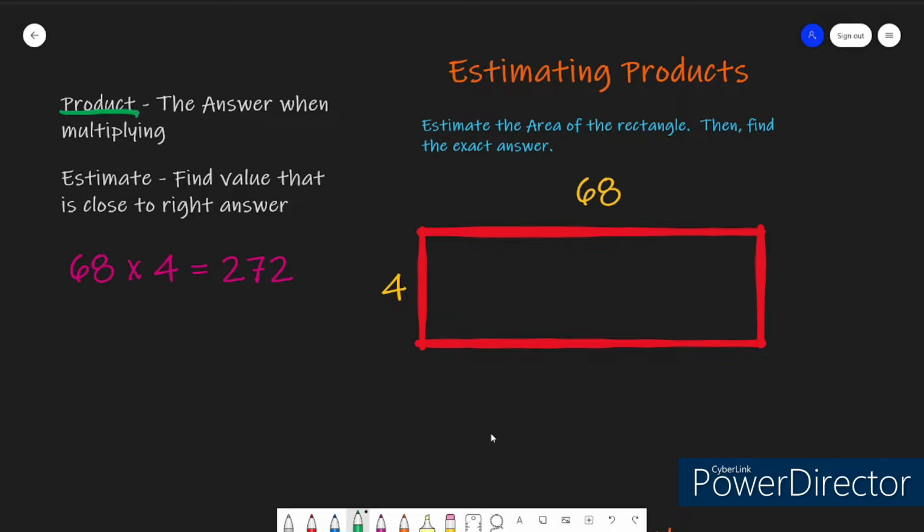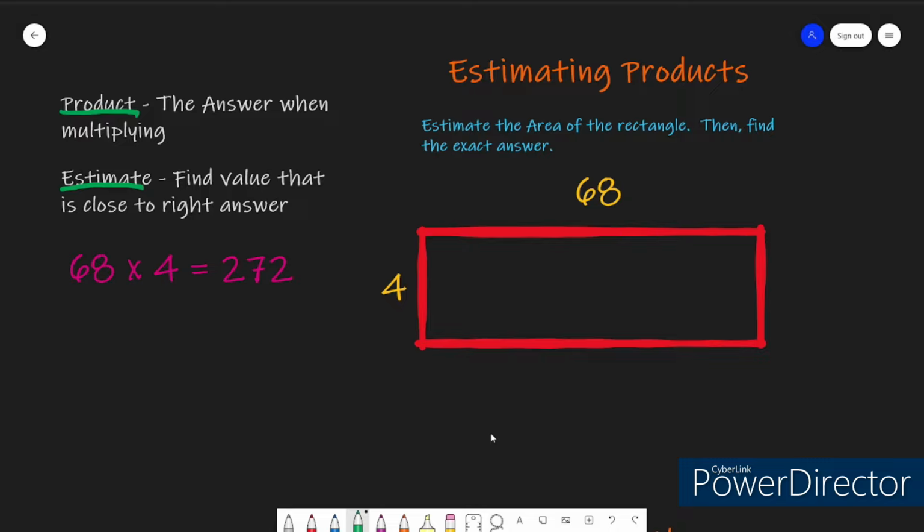So if a question's asking you what is the product of 6 times 4, then you're looking for the answer there. And also, looking forward is the term estimate. Estimate is very similar to rounding, meaning that you are finding a value that is close to the right answer. So it involves rounding, which we'll see with this area model to the right, this rectangle. Our question in blue asks us to estimate the area of the rectangle, then find the exact answer.